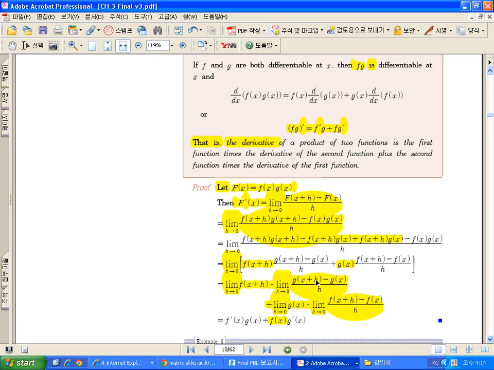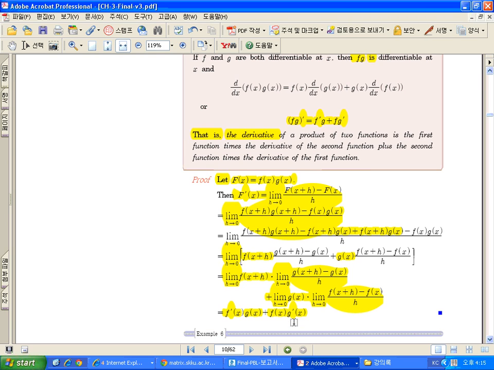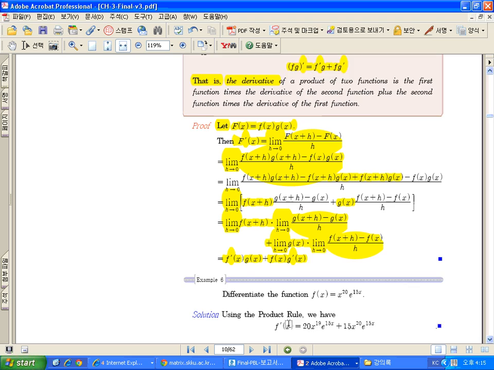Then this is just the definition of g prime. So g prime of x is here, and this limit is just g of x, and this is the definition of f prime of x, which is this. So what we get is that the derivative of fg is equal to f prime times g plus f times g prime, which is the product rule that you have used a lot.